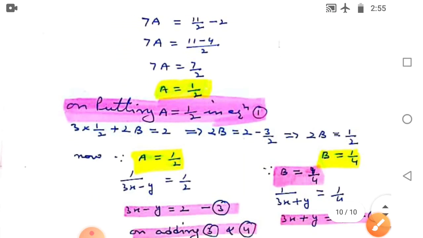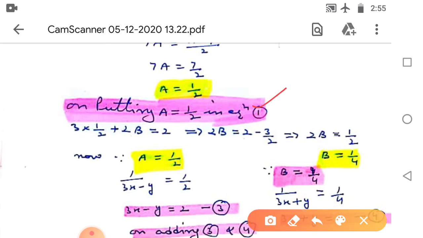Now after putting the value of a as 1 by 2 in one of the equations, we get 3 into 1 by 2 plus 2b is equal to 2, and 2b is equal to 1 by 2, and b is equal to 1 by 4. So a is 1 by 2 and b is 1 by 4, right?